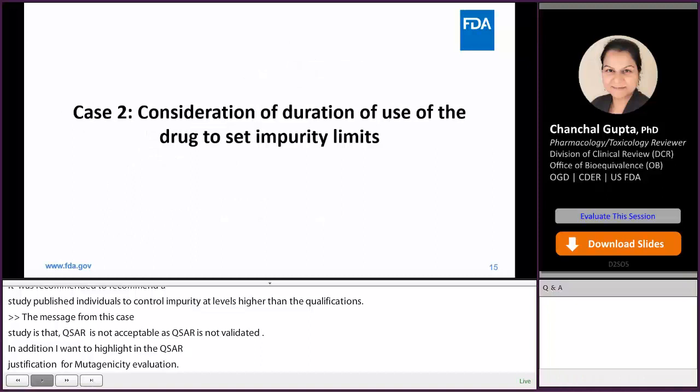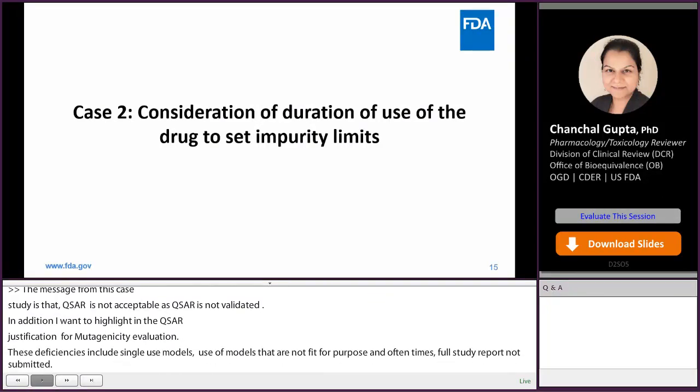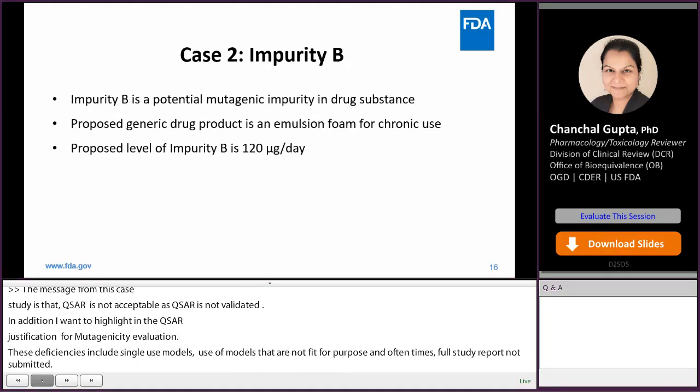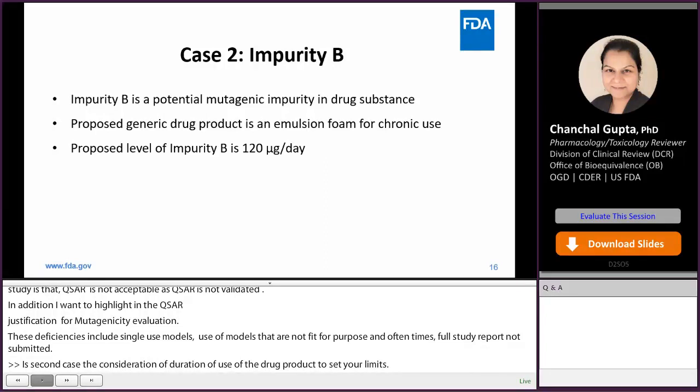The second case illustrates the consideration of duration of use of the drug product in setting impurity limits. In this case, impurity B was a potential mutagenic impurity in the drug substance. The proposed generic drug product was an emulsion foam for chronic duration of use. The DMF holder proposed that the maximum daily exposure level of impurity B was 120 microgram per day.